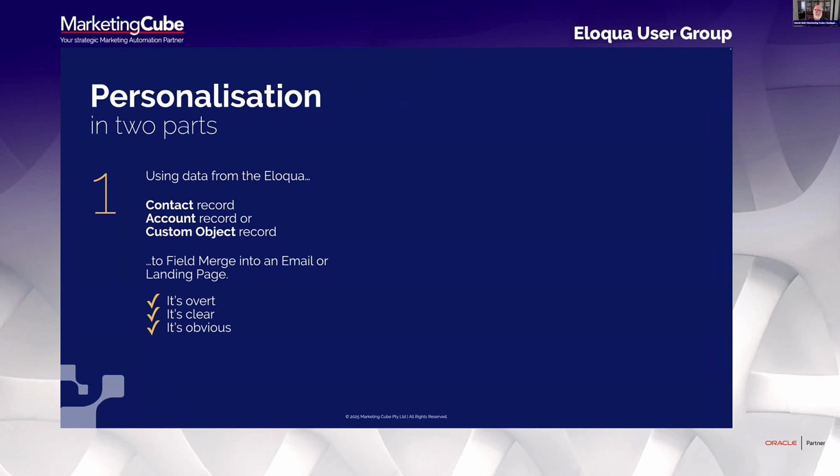The first one is the very overt use of data to present back to people. And that's classically what a field merge is, right? You're taking data from a contact record, an account record, or a custom object record. You're taking the contents of those particular fields, and first name is the obvious one, or company name, etc. And you're field merging that value directly into an email or onto a landing page. And so it's clear, it's obvious, it's kind of personalization 101, I suppose.